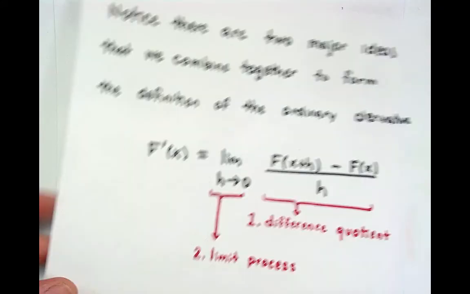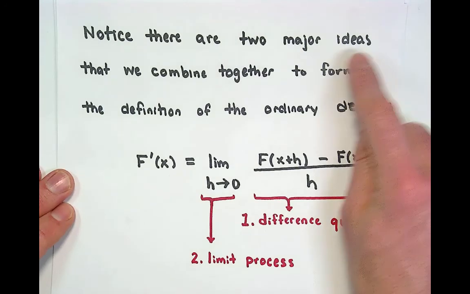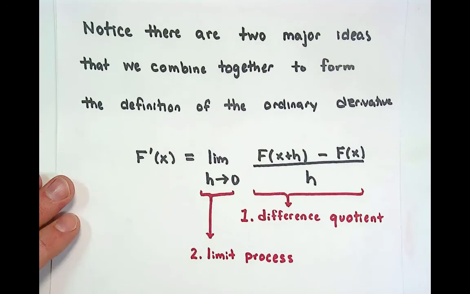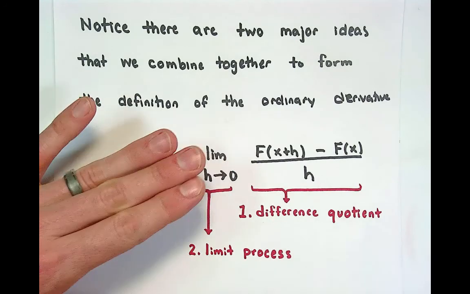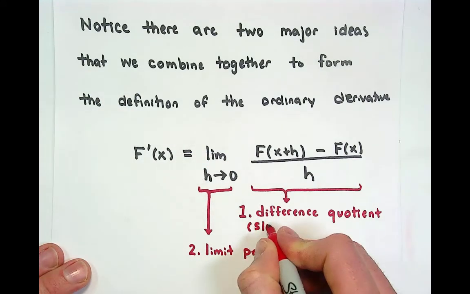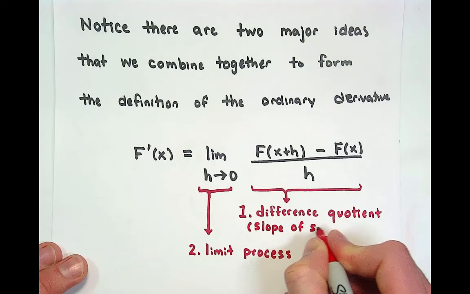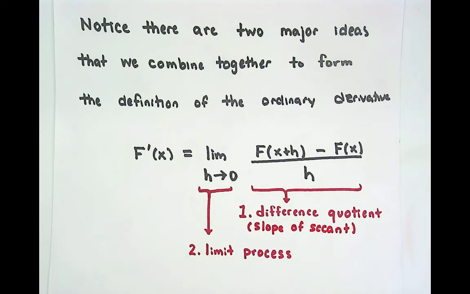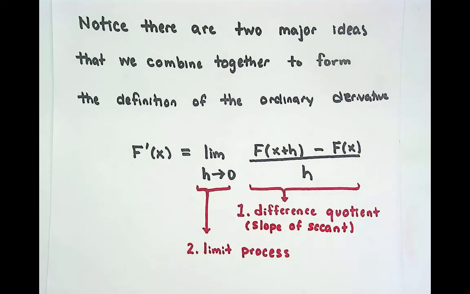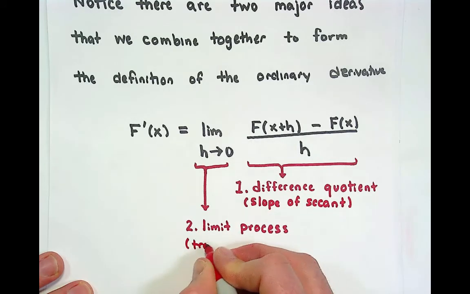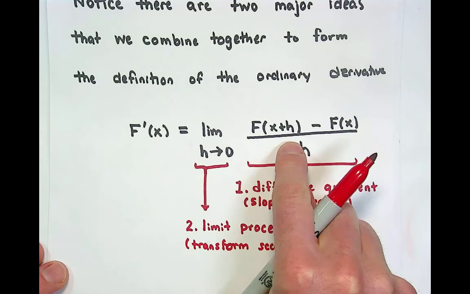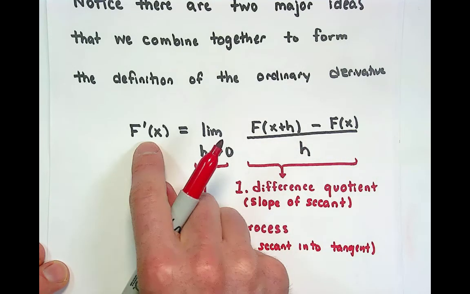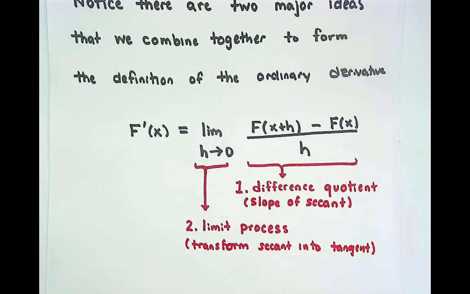So what I want to say is that there are actually two major ideas that are combined together to get the definition of the ordinary derivative. One, the first major idea before we do anything else, is the idea of this difference quotient. In less formal terms, this is called the slope of a secant line. We begin defining derivatives by starting with the slope of a secant line. Then we turn a secant into a tangent through a limiting process. So this is the concept of transforming secant into tangent. Since this measures slope and then we hit it with a limit, this also measures slope, and this is the slope of the tangent line.